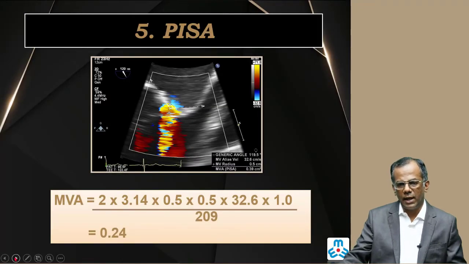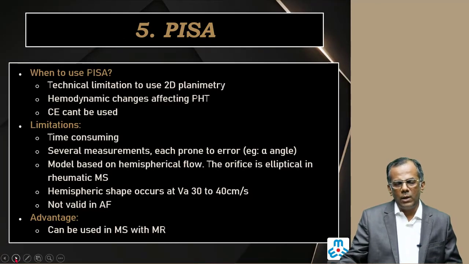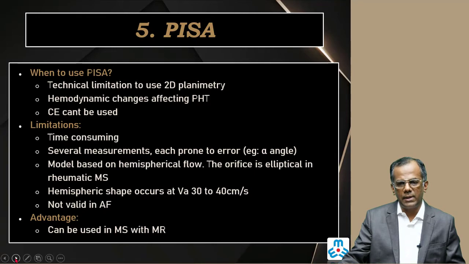Now, you have to get an end diastolic frame, and you'll have to get the aliasing velocity between 30 and 40. The PISA radius here measured is around 5 millimeters and the angle subtended is around 120. Substituting the formula, you would get the mitral valve area. When do we use PISA? When there are technical limitations to use 2D planimetry, when hemodynamic changes affect pressure half time, and continuity equation can't be used. The limitations of PISA is it is time consuming, you'll have to make several measurements.